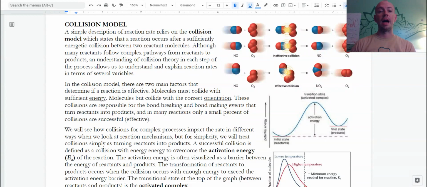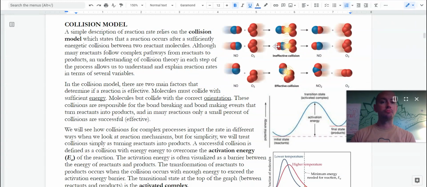They have to collide with the correct orientation, which has to do with, if I move myself here, the right atoms hitting the right other atoms to make the products we want. So in this case right here, we need the NO to hit one of the O's that is on the end of our ozone. When it hits the middle one, in that case or in that case, they bounce off unreacted, and it's an ineffective collision. So they have to collide.